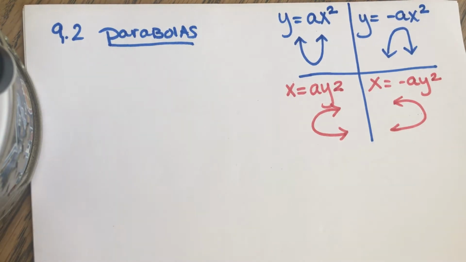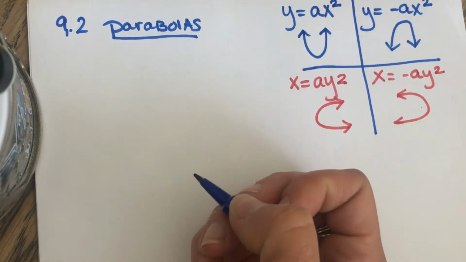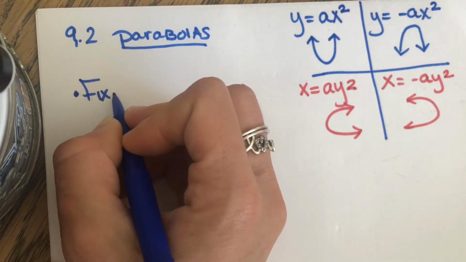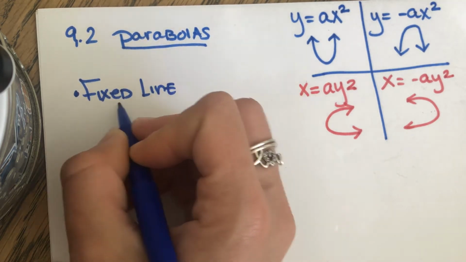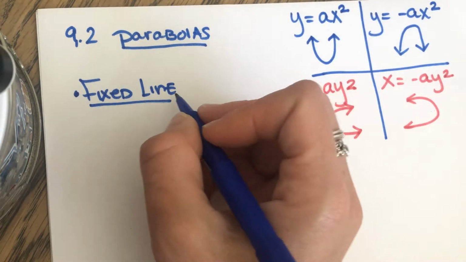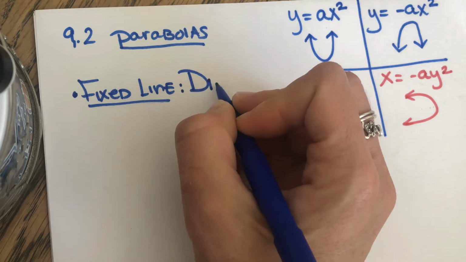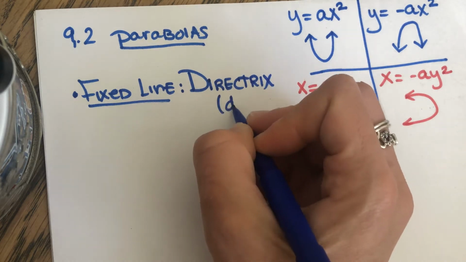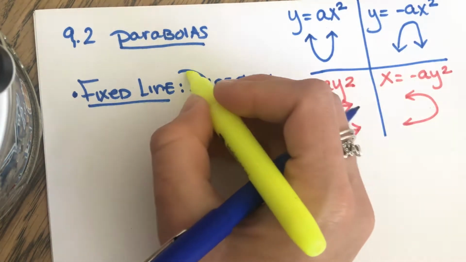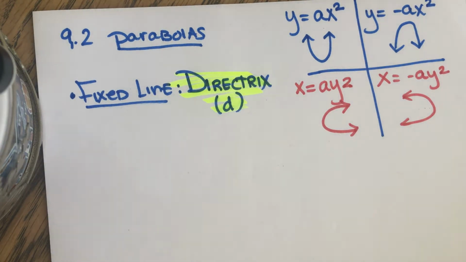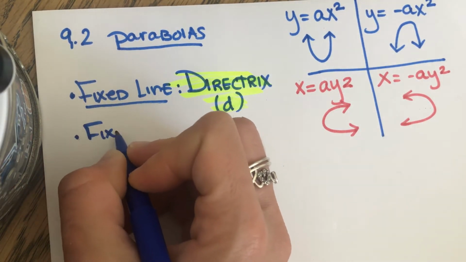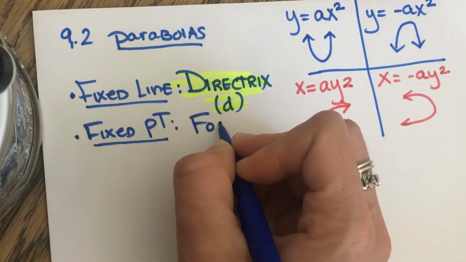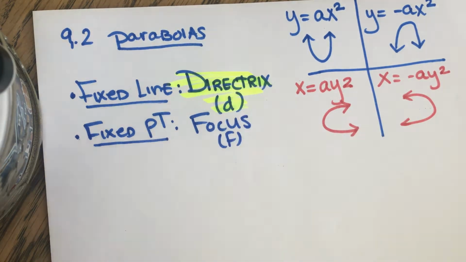So again, let me introduce to you guys a bunch of the vocabulary. Just write this stuff down. You're going to have something called a fixed line, and your fixed line is going to be called, so this is the keyword, directrix. And you're just going to see D. I'm going to highlight that because that's going to be a keyword. So directrix, and then we're also going to have a fixed point. And the word for the fixed point is called focus. And you're going to see me put an F.